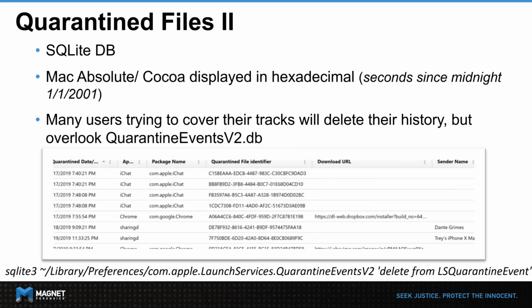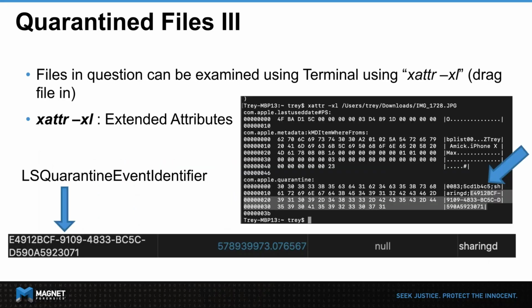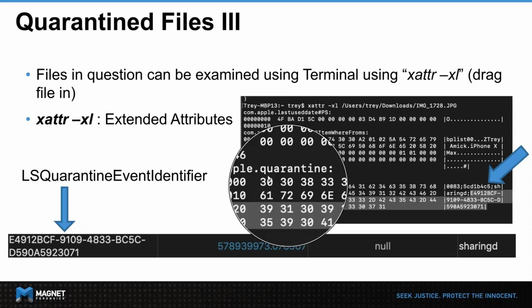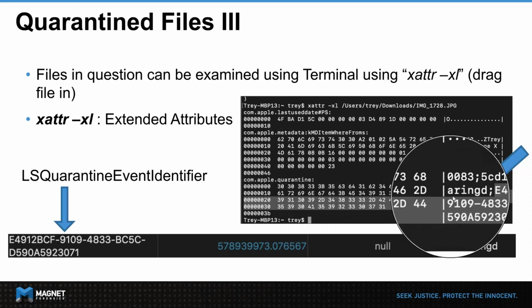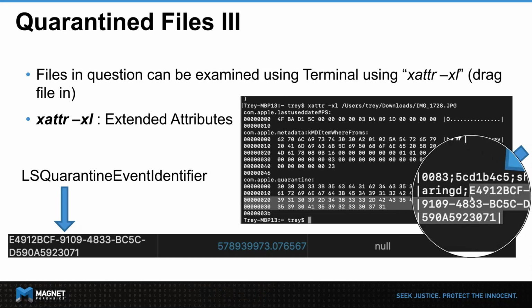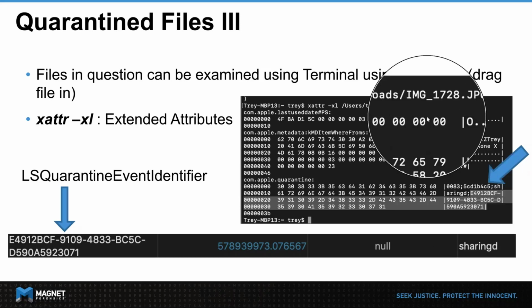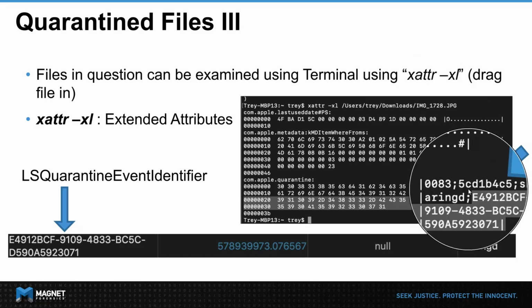So if we keep looking here, I ran a quick terminal command, xattr, and I dragged in a picture. This is going to give me some of the extended attributes. The extended attributes of each one of these files on this file system will have the com.apple.quarantine, or the quarantine event identifier, as a part of that. So if you see in this screenshot here, we have the com.apple.quarantine, and as a part of that, you will have the quarantine event identifier that we just saw inside of that database, that we can now cross-reference to see that this image, this JPEG, actually has this quarantine event identifier as a part of that.